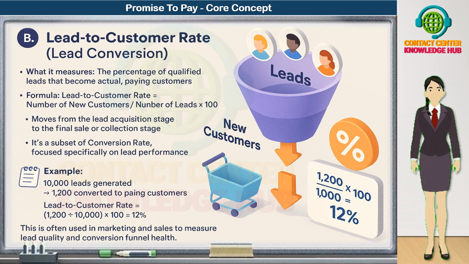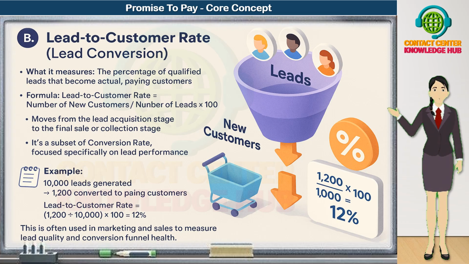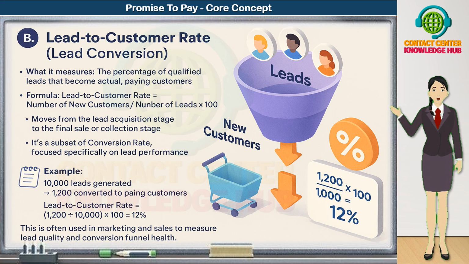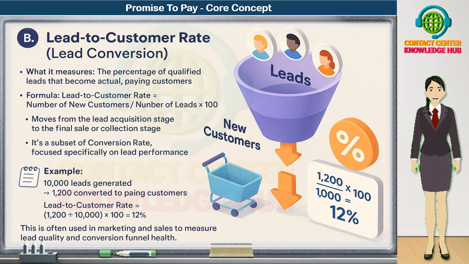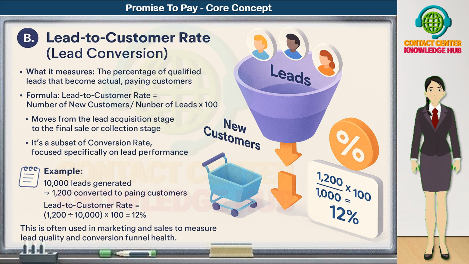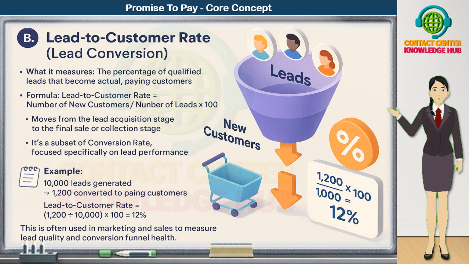What it measures: lead-to-customer rate measures how efficiently your business is turning generated leads into real customers. It reflects both the quality of the leads and the strength of your conversion funnel. Formula: lead-to-customer rate equals number of new customers divided by number of leads, multiplied by 100. It's a simple calculation, but extremely powerful when analyzing top-of-funnel performance.